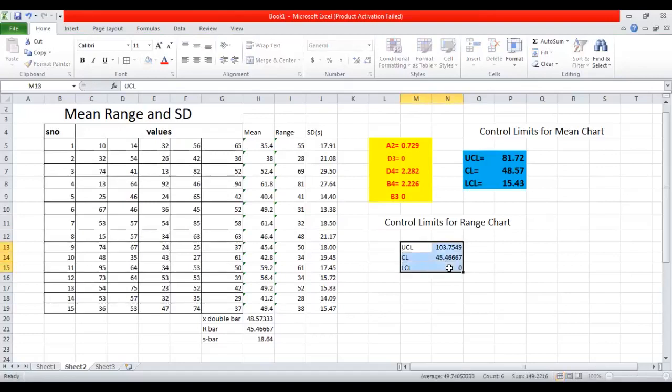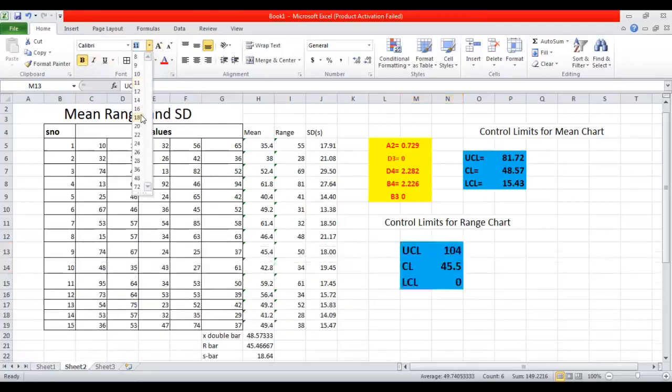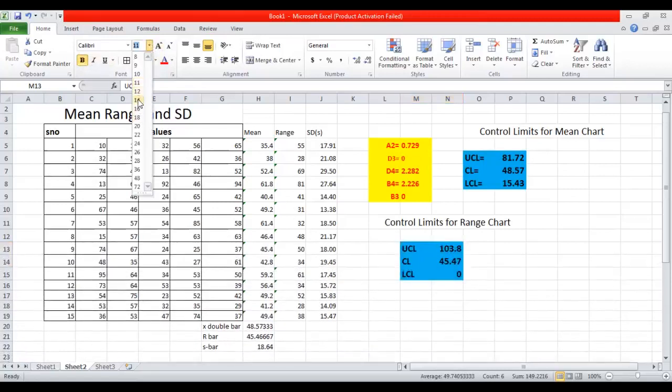We know how to find these values by using the SQC table values. We are going to find this UCL, CL and LCL for the range chart or any chart using the table values corresponding to the sample size. These are the control limits for the range chart.